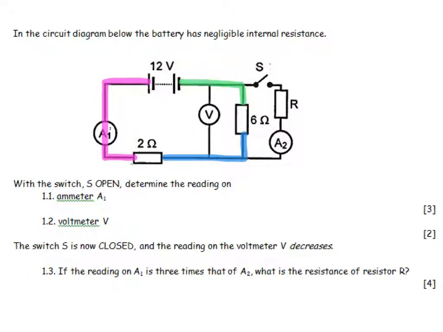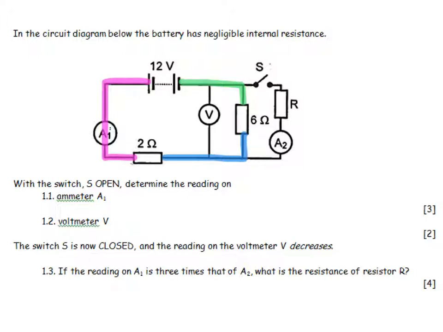In the circuit diagram below, the battery has negligible internal resistance, which is cool because that makes it a bit easier. With the switch open, in other words, this part of the circuit doesn't exist at all. Determine the reading on ammeter 1 and the voltmeter, which is across the 6 ohm resistor.